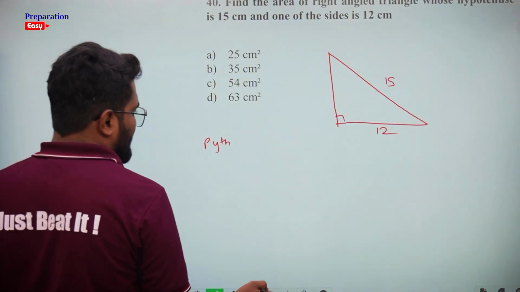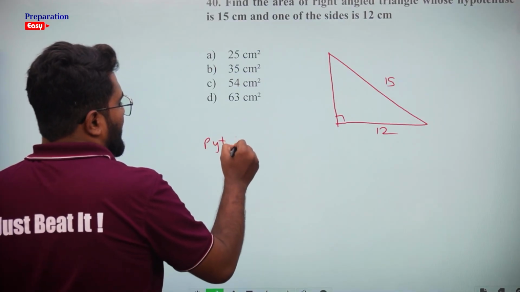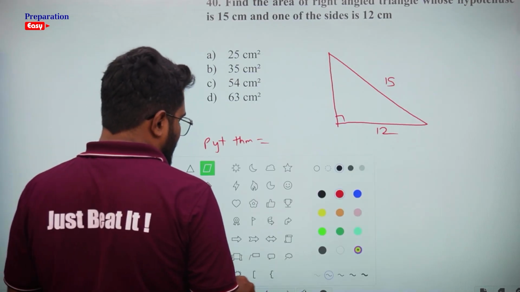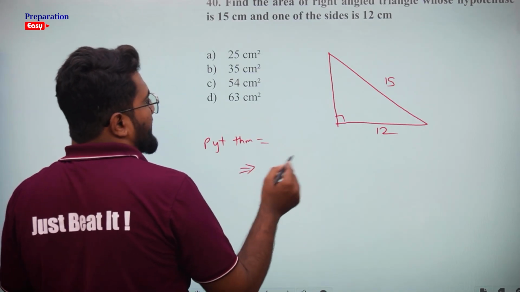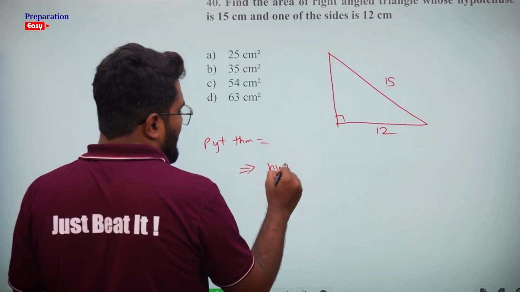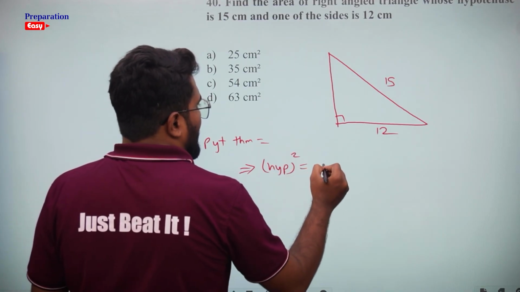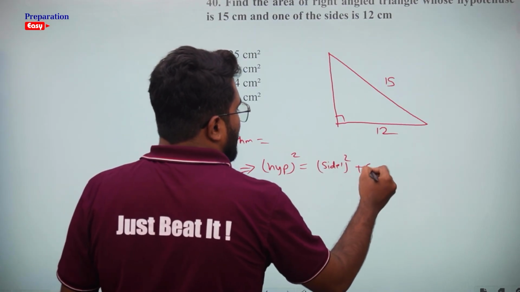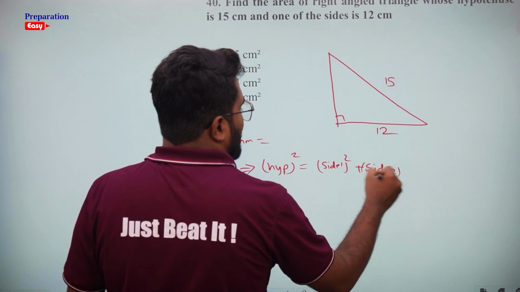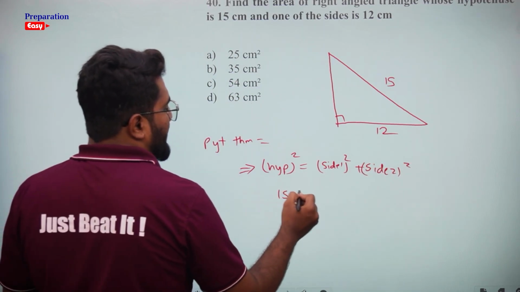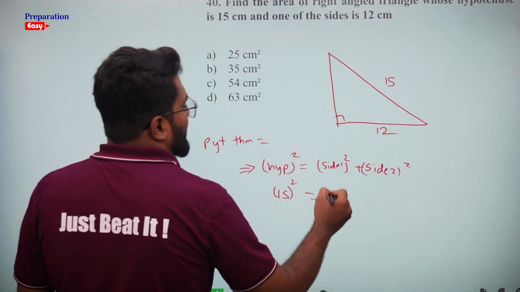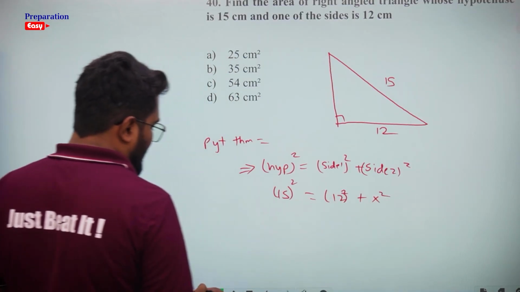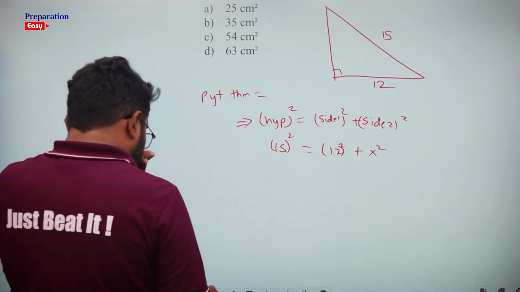Okay, what is the Pythagoras theorem? Pythagoras theorem states that hypotenuse square equals side 1 square plus side 2 square. What is hypotenuse? That is 15 square. One side is 12 square and the second side we don't know, so x square. Okay, we'll consider the third side as x.